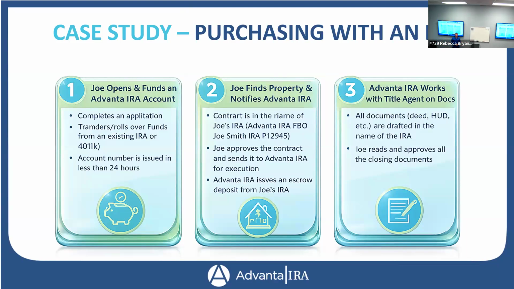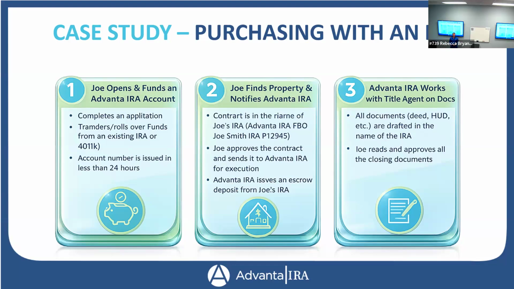We can totally do that. We can help him do that. So let's say the account is then funded. Basically, Joe finds a property and then he notifies the Advanta IRA that he wants to proceed with buying that property. So the contract is in the name of Joe's IRA.